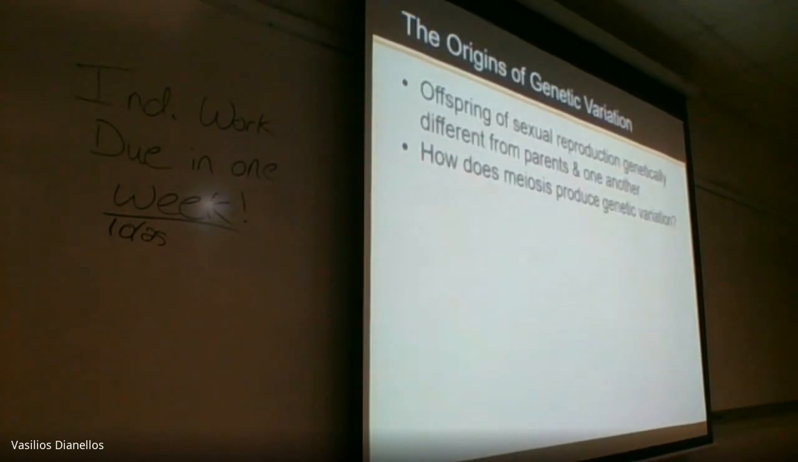This first slide is more like an introduction to what we're about to talk about. Your book points out that the offspring of sexual reproduction are genetically different from the parents and from each other. You already know that. So you can write it down if you want. But I assume if you're a note taker, you've already written this down, because I've already said that before.